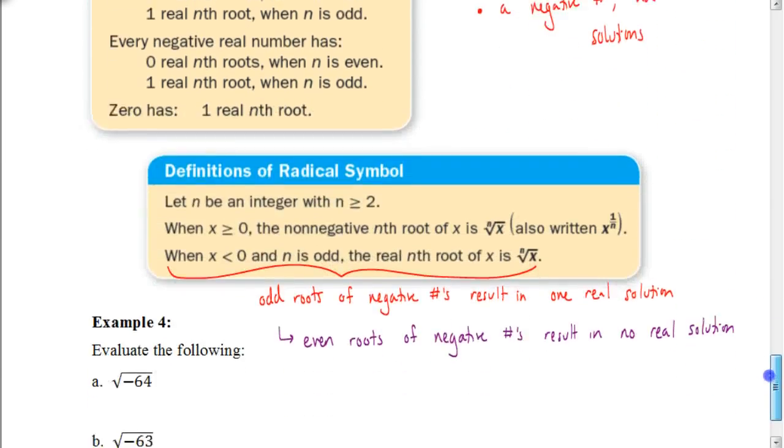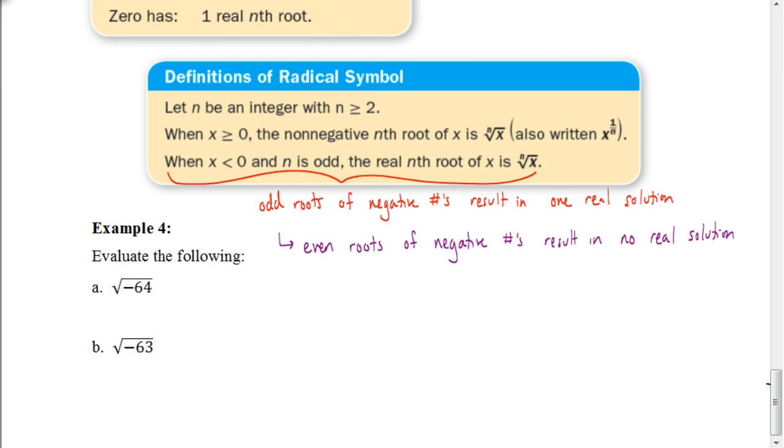So let's also summarize by looking at this box here. The key thing here is to understand the second point. When we're dealing with an nth root of x, and x is a negative number, and the nth root is odd, there's always going to be one real solution. That's basically what they're saying here: odd roots of negative numbers always result in one solution. The flip side of that is that if you have even roots of negative numbers, they always result in no real solution, which we've already talked about a little bit. For example, the square root of negative 64 is not going to result in a real solution.